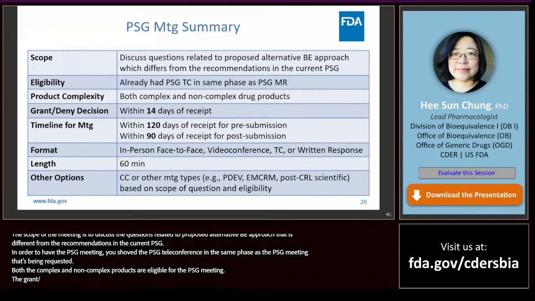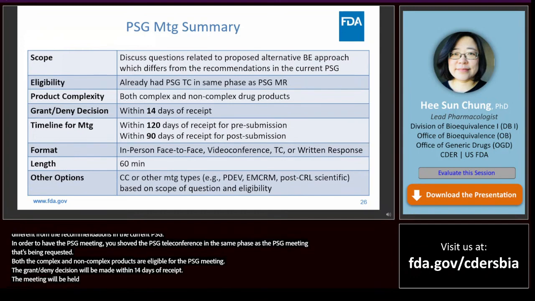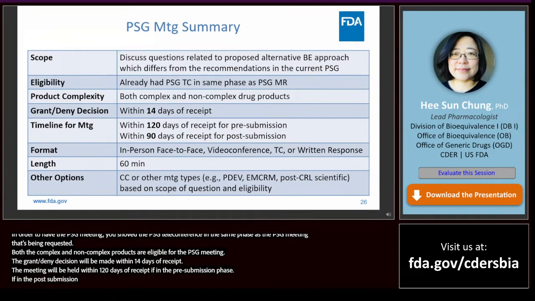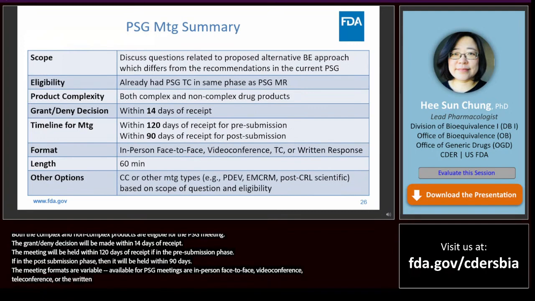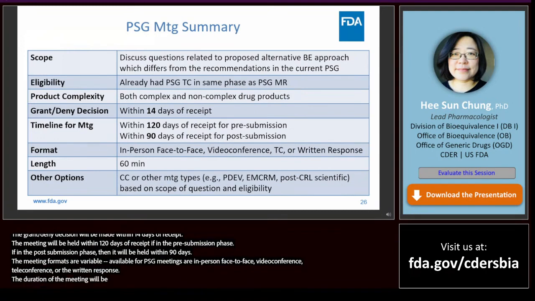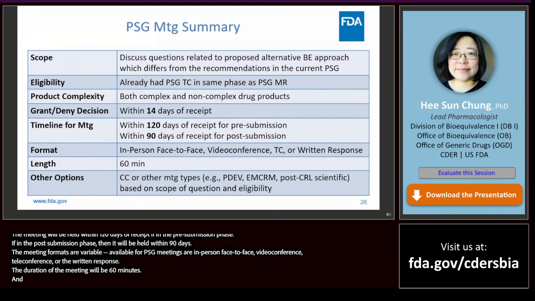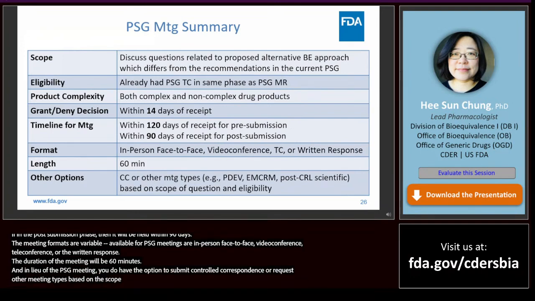The grant or deny decision will be made within 14 days of receipt. The meeting will be held within 120 days of receipt if in the pre-submission phase. If in the post-submission phase, then it will be held within 90 days. The meeting formats available for the PSG meeting are in-person face-to-face, video conference, teleconference, or written response. The duration of the meeting will be 60 minutes, and in lieu of the PSG meeting, you do have the option to submit controlled correspondence or request other meeting types based on the scope of the question and eligibility.